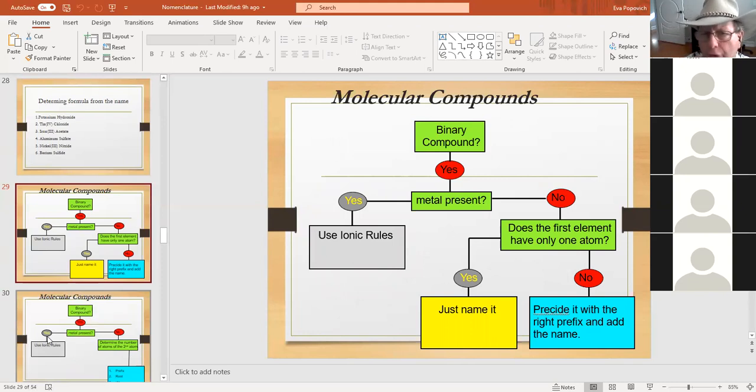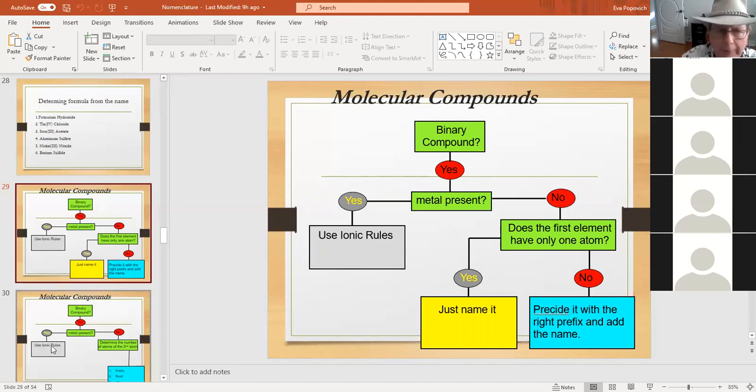Now, the first question we ask: is there a metal present? If the answer is no, we are dealing with covalent compounds. Covalent compounds use prefixes. Ionic compounds, if there is a metal present, you never use prefixes. If there is no metal present, then you use prefixes. We look at the first element. If it has only one atom, just name it. If it has more than one, you precede it with the correct prefix and add the name.